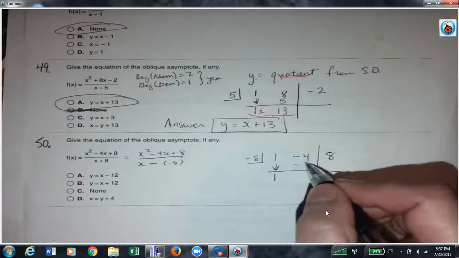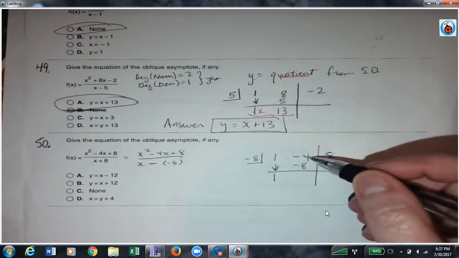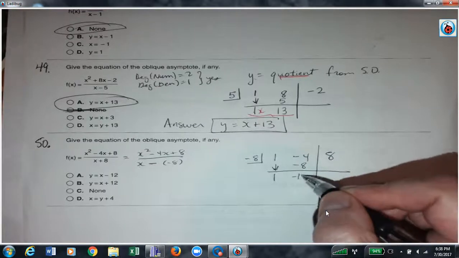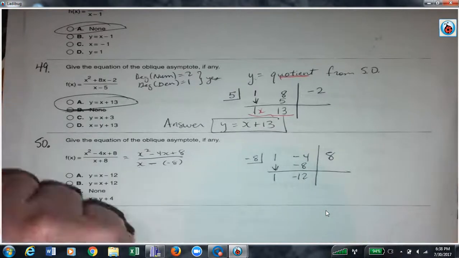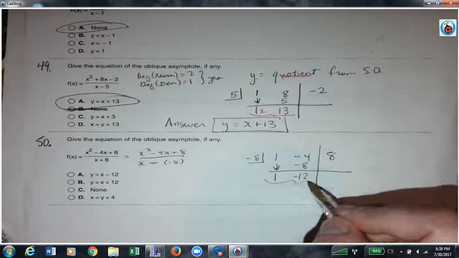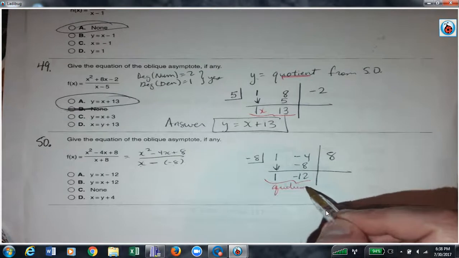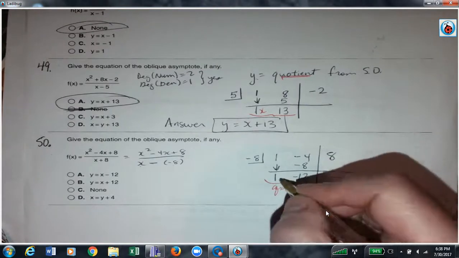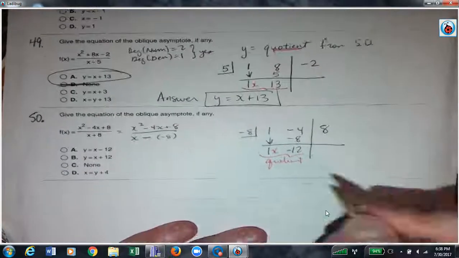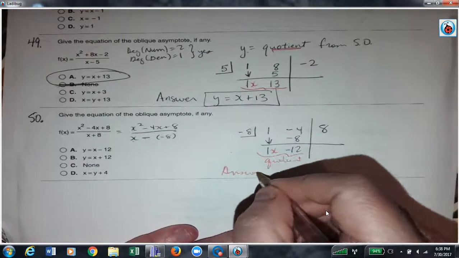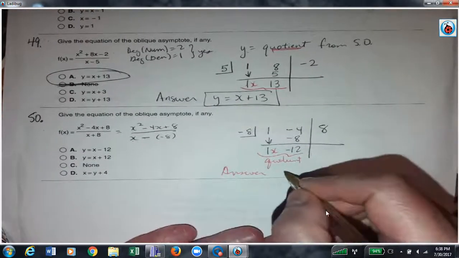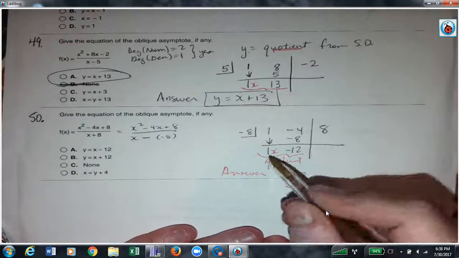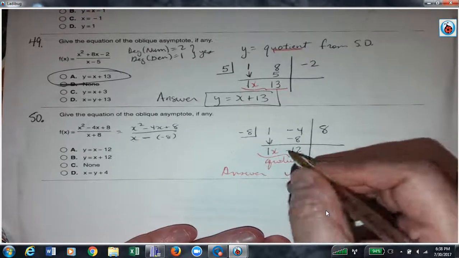So I get it started. 1 times negative 8 is negative 8. Then I add these two. Negative 4 plus negative 8 is negative 12. I don't need to finish it because this gives me the quotient. So where the line is, that's my constant term. That's my coefficient for x. And so my answer is the slant asymptote will be the line y equals the quotient, 1 times x minus 12.